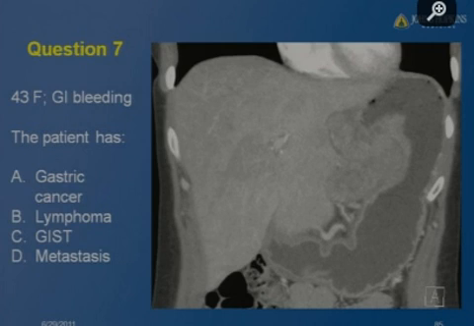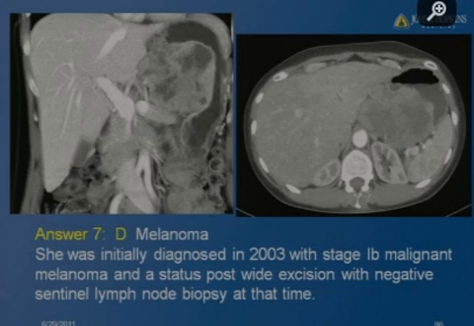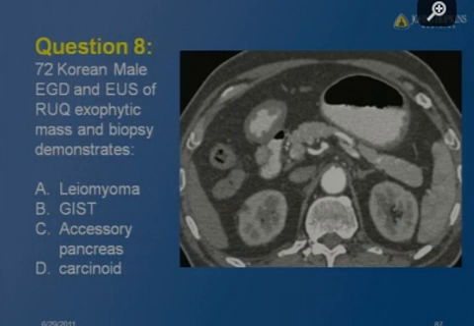The audience response is rightfully mostly on metastases. Yes, it's an interesting metastasis in this patient who had melanoma. The initial disease in this young patient was in 2003, 7 years ago, with stage 1B malignant melanoma. It was a wide excision with negative sentinel lymph node biopsy at the time, but the patient presents 7 years later with a large gastric mass.